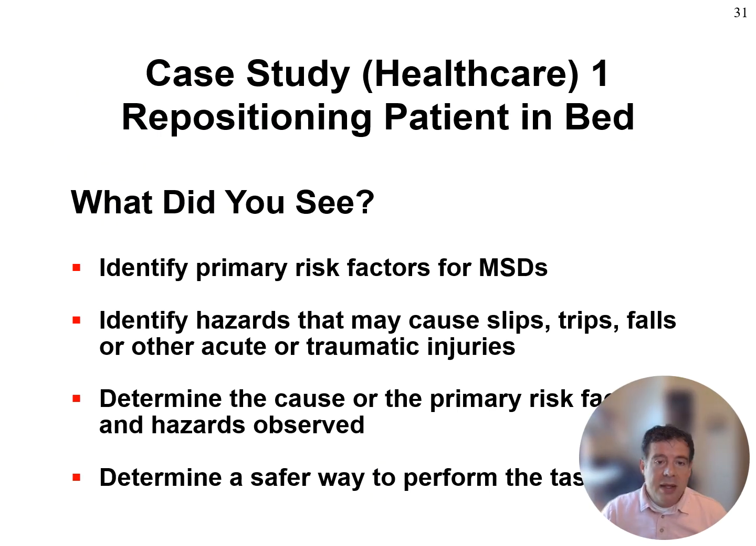So let's do an example. Our case study is going to be in healthcare. In this one example, we have a nursing aide that's positioning a patient in a bed. So I would like you to, before we go to the next slide, think about some risk factors for those musculoskeletal disorders, and then identify some hazards that you see around the room. Think about this, you're going to a nursing home, they're repositioning, and determine the cause of the primary risk, and determine some safe ways to perform that task.